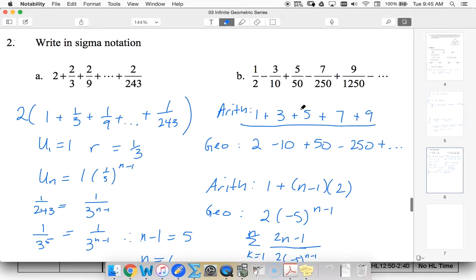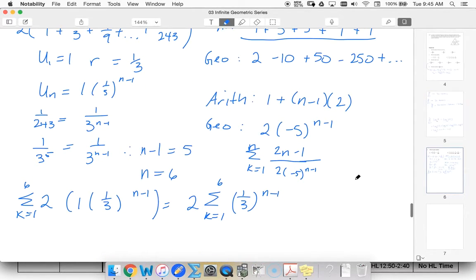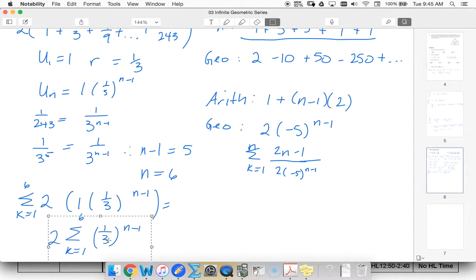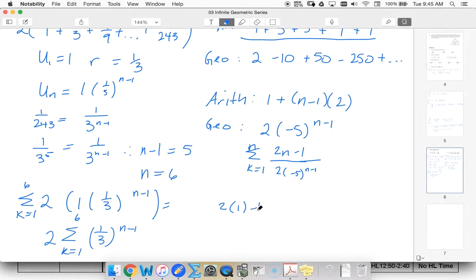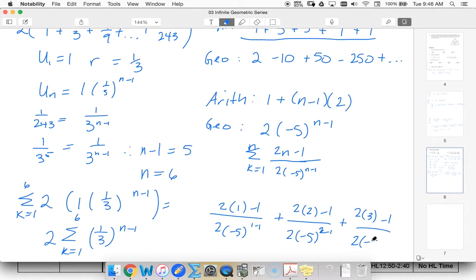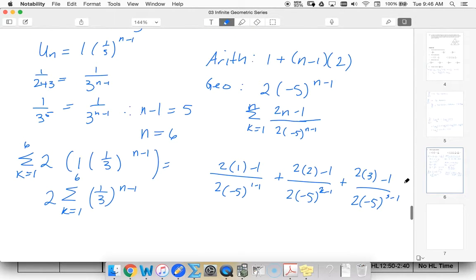If I'm actually adding, I can't add these up this way. It doesn't work that way. We know that we need a common denominator. But with my arithmetic series, I can test that this is going to work for me. So I can start plugging in my values. When k equals 1, I'm going to have 2 times 1 minus 1 over 2 times negative 5 to the 1 minus 1 power. Plus, now I'm going to plug in k equals 2: 2 times 2 minus 1 over 2 times negative 5 to the 2 minus 1. And then I can plug in 3: 2 times 3 minus 1 over 2 times negative 5 to the 3 minus 1, just to make sure that I'm on the right track. Plus dot, dot, dot.